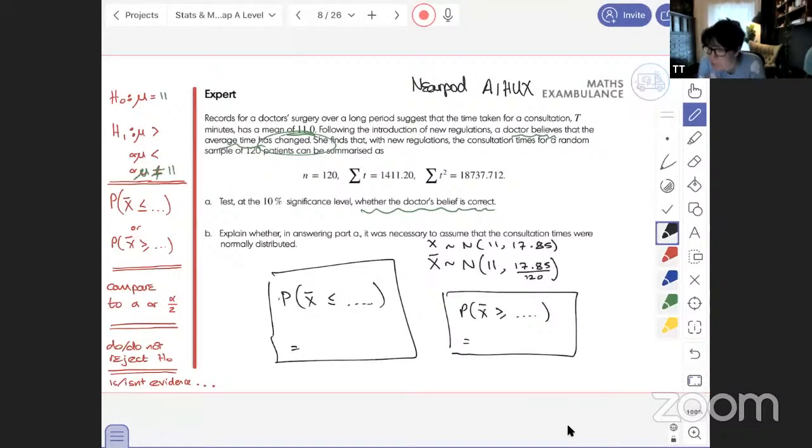How did I get 17.85? I did the variance formula: the sum of t squared over n minus the sum of t over n, squared, is the variance.